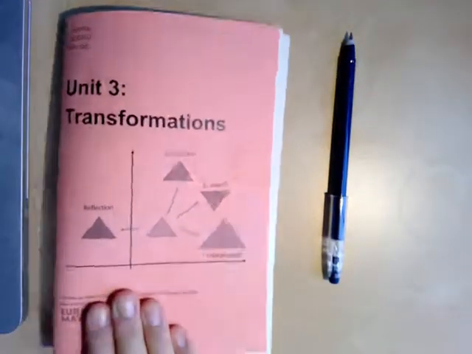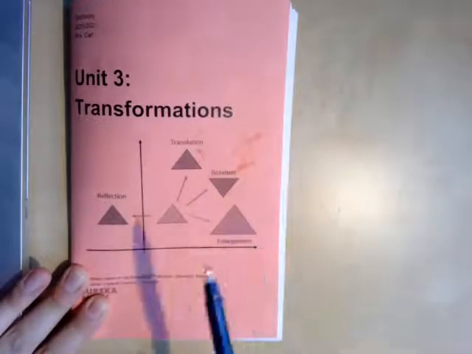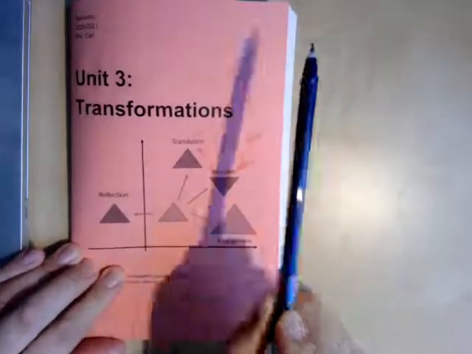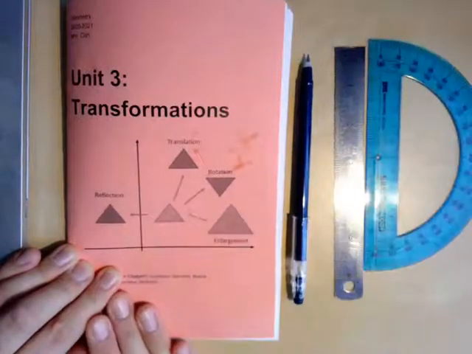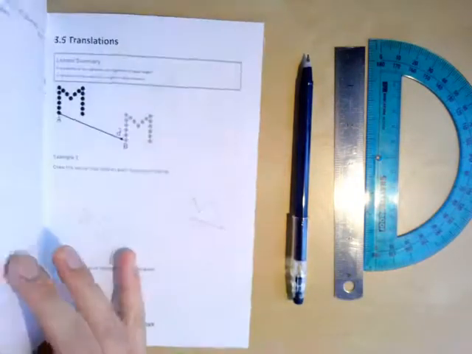Welcome back. Today we're going to continue our study of Unit 3 with rotations. You're going to need your packet, an erasable pencil, a ruler, and a protractor. If you don't have one of those, hit pause and go get one.